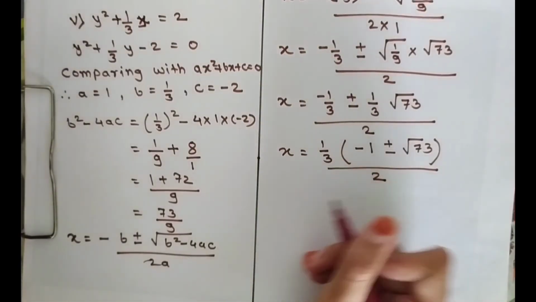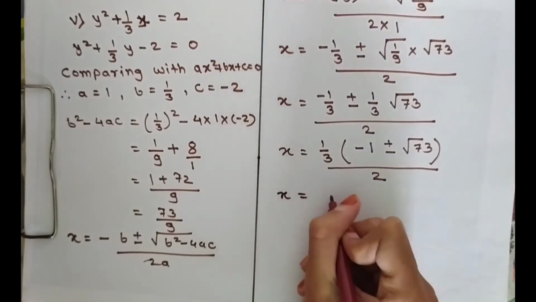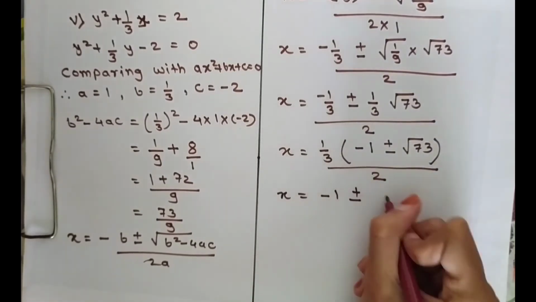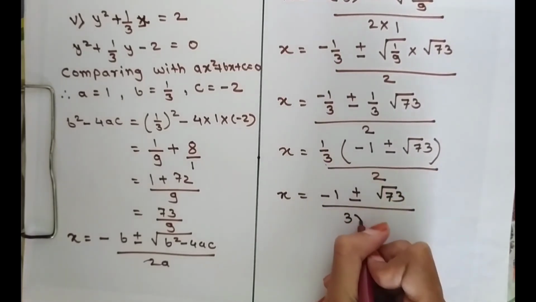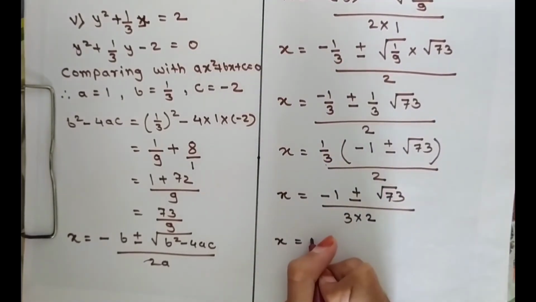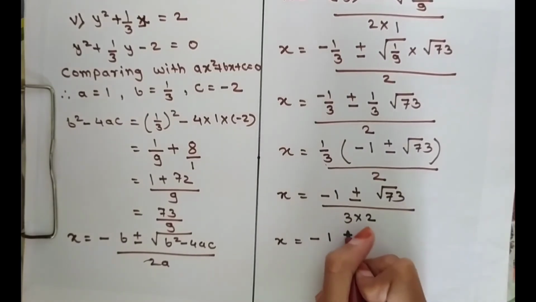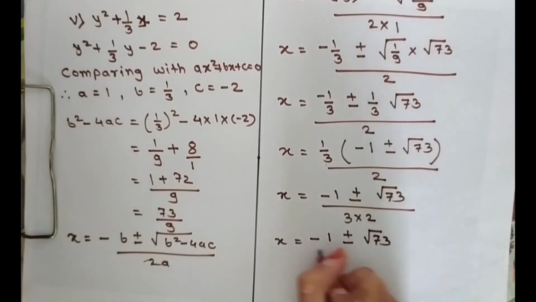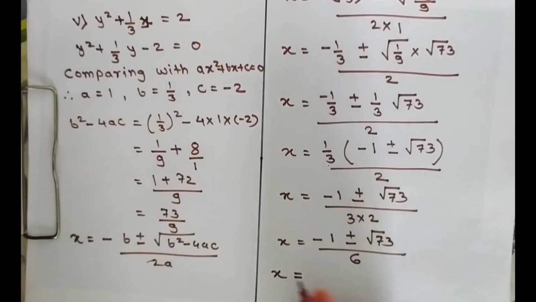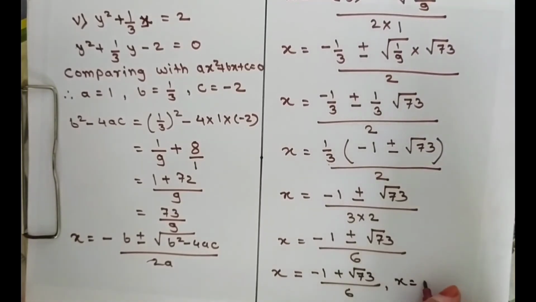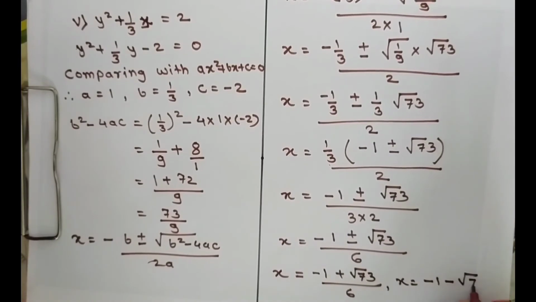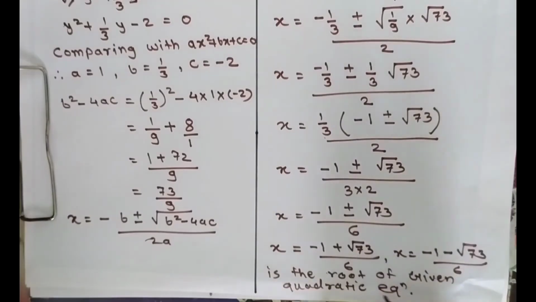Now this 3 is the denominator, so x is equal to minus 1 plus or minus root 73 upon this 3 here. So 3 multiplied by 2, x is equal to minus 1 plus or minus root 73 upon 3 twos are 6. Therefore x is equal to minus 1 plus root 73 upon 6 and x is equal to minus 1 minus root 73 upon 6 is the root of the given quadratic equation.